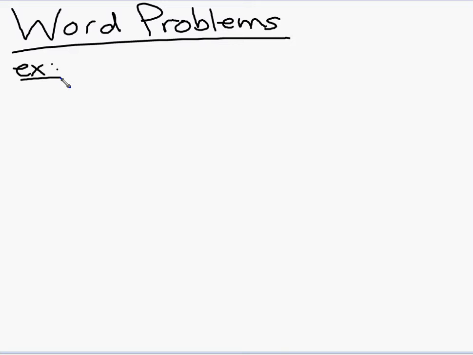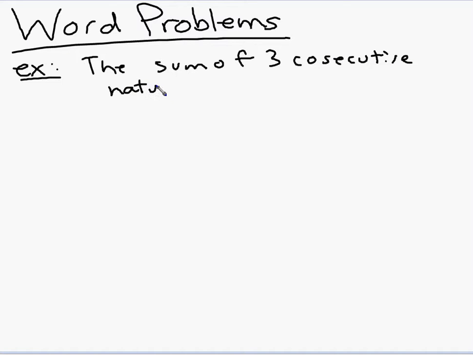What if I had a problem like this? The sum of three consecutive natural numbers is 804. Find them. The sum of three consecutive natural numbers is 804. Find them. Well, this kind of actually goes way back to Algebra 1. Okay? You should have done some problems like this in Algebra 1.